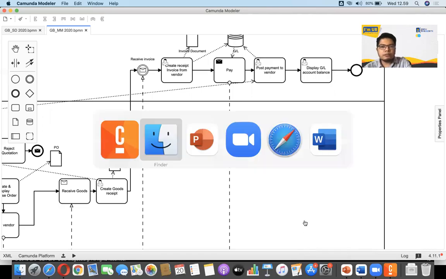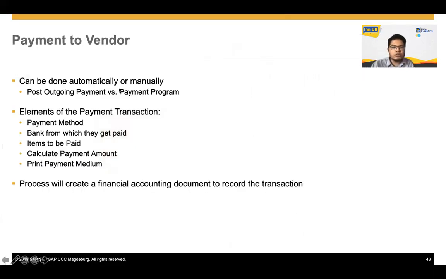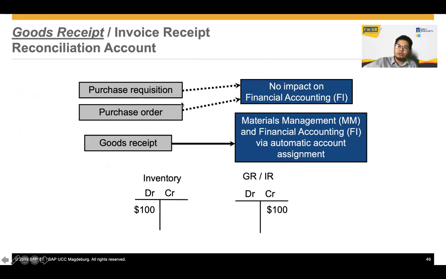So let's check again. This is the payment to the vendor. We pay them, which can be done automatically or manually. As you can see, there is information on purchase requisition and purchase order. We already talked about these in the beginning. When we create them, there is no impact on financial accounting, because actually this is only a purchase order. Only after we receive and create the goods receipt, meaning we already have the material, will it update, including the finance.